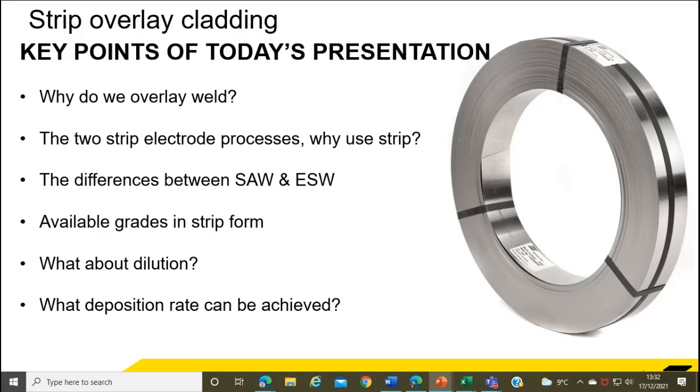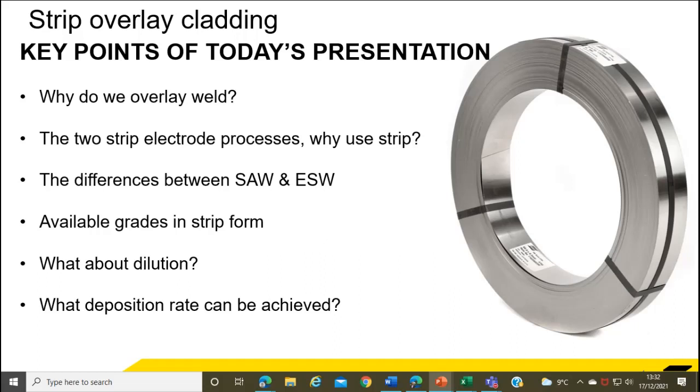So what I want to talk about today is strip overlay cladding. It's not so much an agenda, but these are the key points that I'm going to cover in about the next 30 minutes. So why do people overlay weld? Why do people clad? What's the purpose of it? Why go to the trouble of welding? Specifically for strip electrodes, this is what we're talking about today. There are two different processes. One's submerged arc welding, which people are probably familiar with from wire, but also this thing called electroslag welding. So what is it and what are the differences between the two?